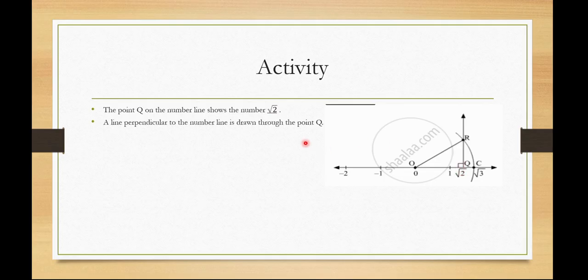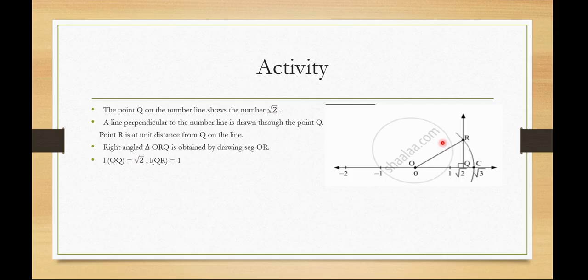Next, a line perpendicular to the number line is drawn through the point Q. As you can see, there is a perpendicular drawn from Q. Point R is at unit distance from Q on the number line. See, this R is at an equal distance to this one. Right angled triangle ORQ is obtained by drawing segment OR.